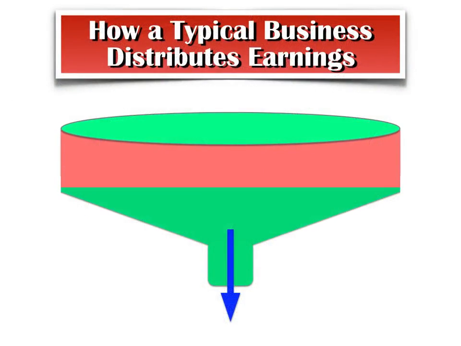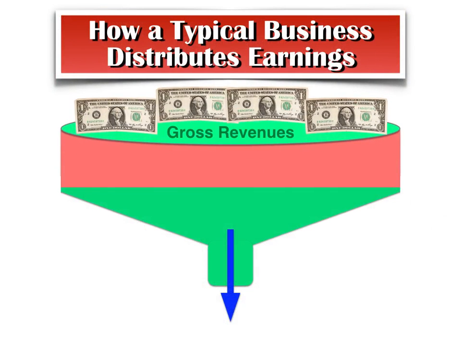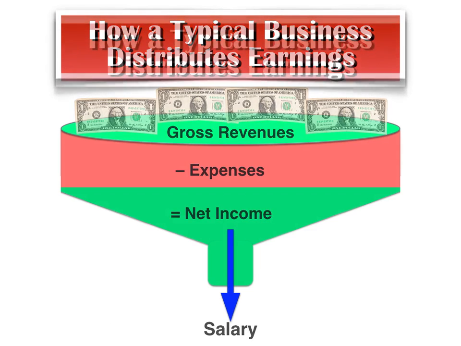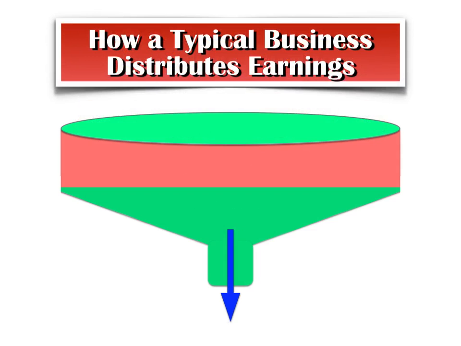Here's how a typical business distributes what it earns. These are called gross revenues. It's where you start out. But every business has operating expenses that need to be deducted from gross revenues to end up with net income that it can then distribute to you, the owner, in the form of some kind of compensation. Usually that's considered salary.